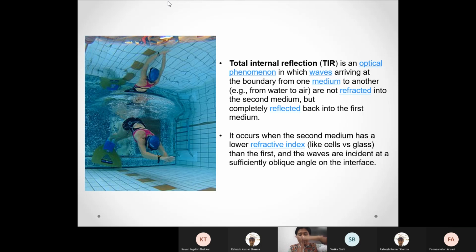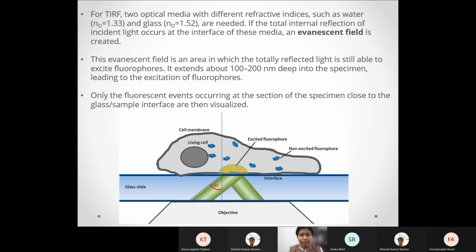Now, if this is the critical angle, then as you make your incident light more and more oblique, you will find that the depth of this evanescent wave keeps decreasing. The closer it is to the critical angle, the higher the depth of this evanescent wave. So one thing is very clear, that you could use this evanescent wave to excite fluorophores which are very close to the surface.